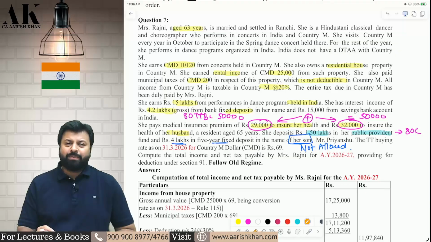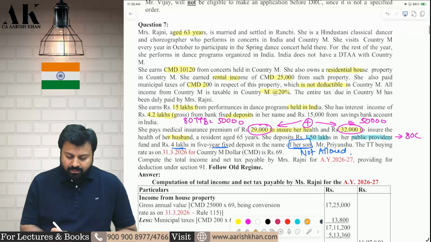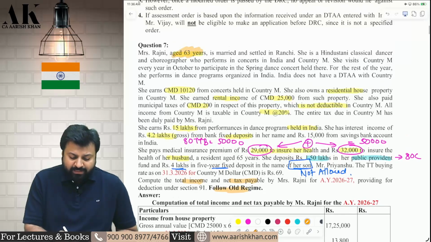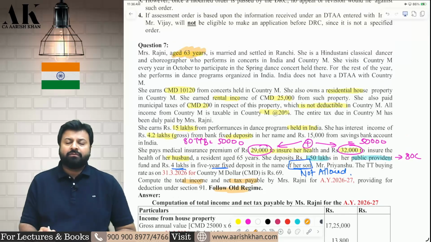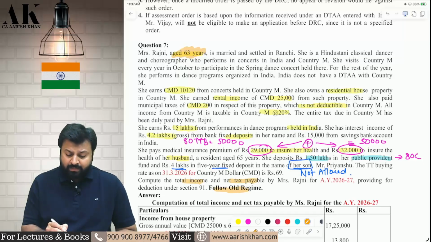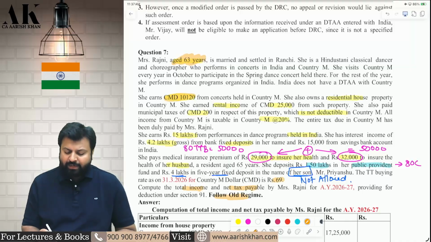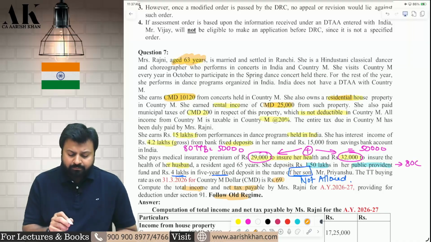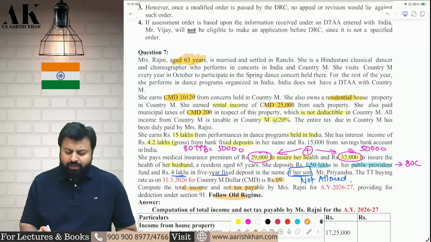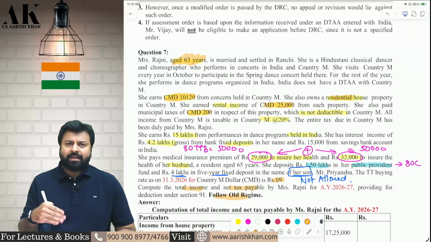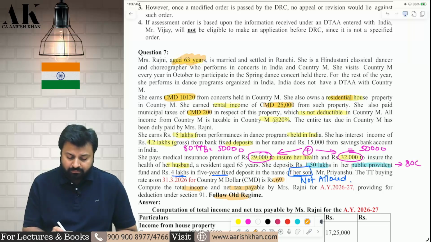Next question is a simple DTAA question. Compute total income and net tax payable, follow the old regime. Miss Rajni, 63 years, therefore she is a resident as well as a senior citizen. Be careful. She earns income from multiple places. First, she is earning income from country M, 10,120, so multiply that by 69 rupees. Then she has some house property rental income, $25,000, minus $200 municipal tax, so minus that and then claim 30% standard deduction.